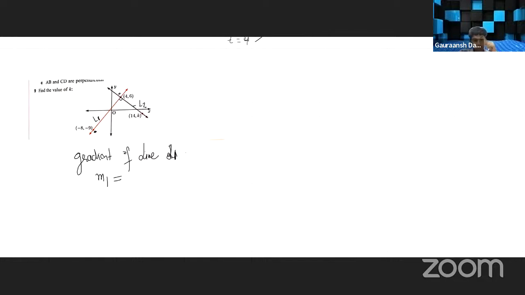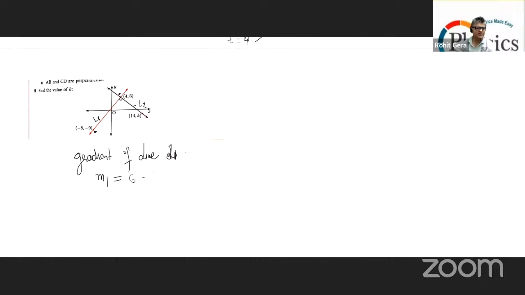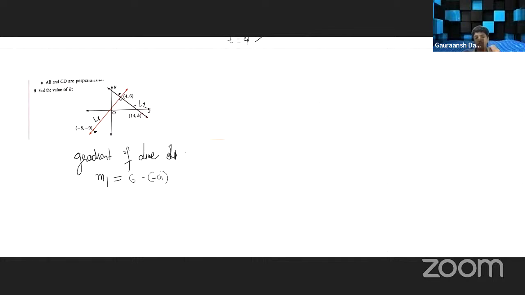L1, I'm calling its gradient M1, is equal to... I know 2 points on it, so I can write the gradient easily. The points are (4, 6) and (9, ...). Incidentally, (4, 6) lies on both the lines, if you notice. It's a point of intersection. It lies on both the lines, so we'll take it obviously.